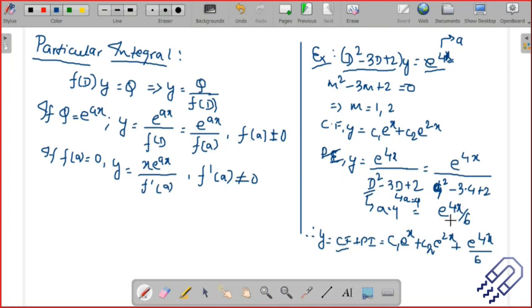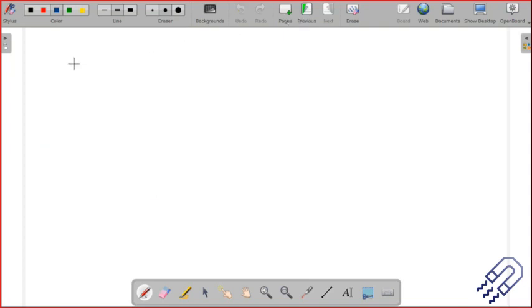Let me take one more example where actually it becomes 0. Let's solve a few problems. The more we solve, the more clear it becomes. Okay, let's take an example here. I prefer doing this also.